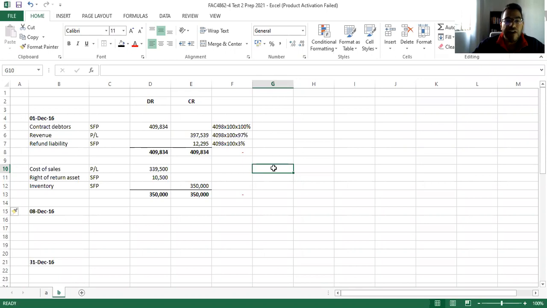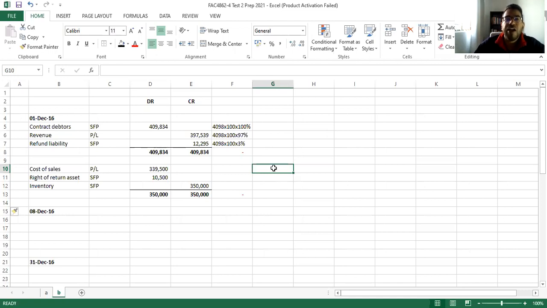So if there was no refund liability, it would simply be debit contract debtors, credit revenue, 100%. But because of the refund liability, revenue must be split between the refund liability and revenue. Why? Remember, you want to recognize revenue based on the best estimate of revenue being earned. So based on past experience, 3% of sales are returned.